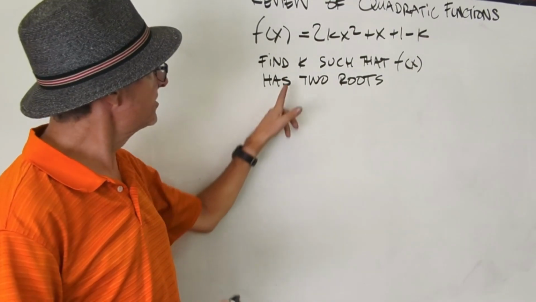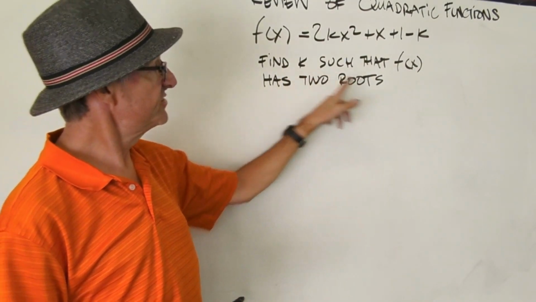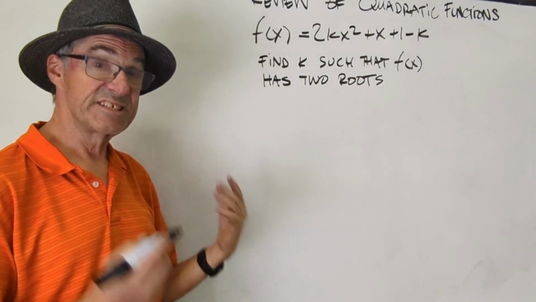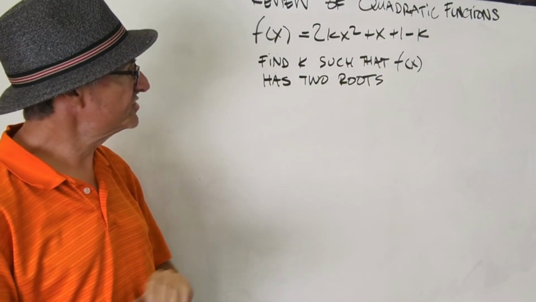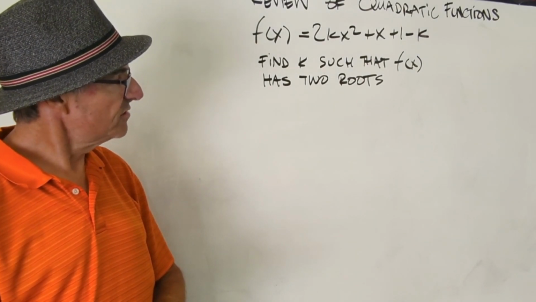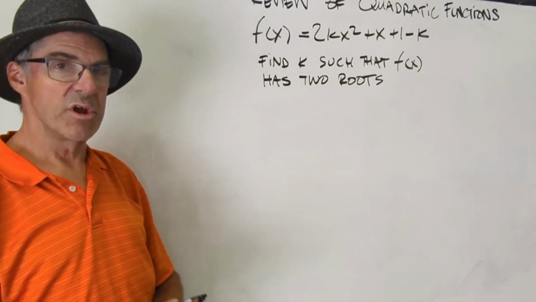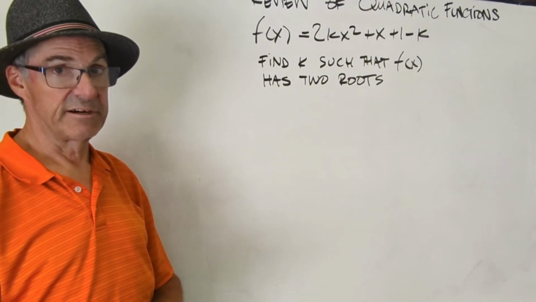So here's our prompt. Find k such that f of x has 2 roots. So this is the setup. What I want you to do is think real quick about that and come back with a strategy. You don't have to do any math yet. Just think about what you're going to have to do to figure this one out.